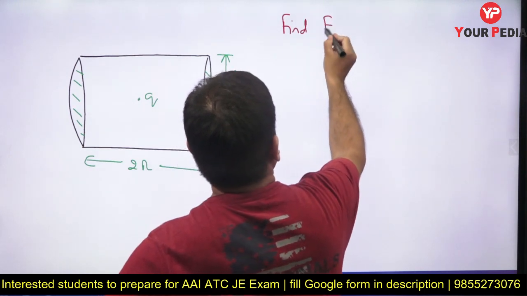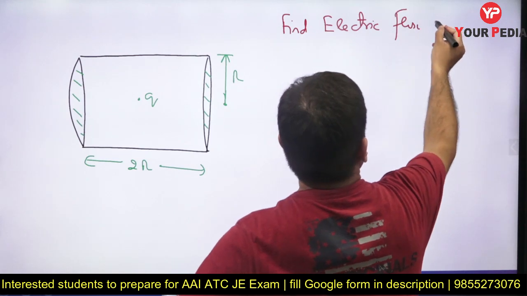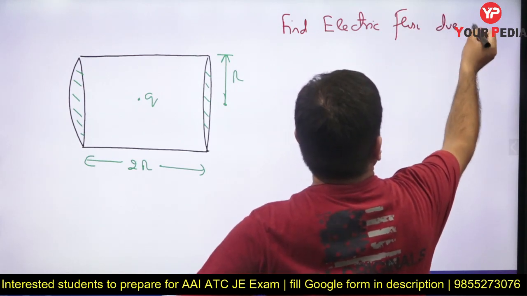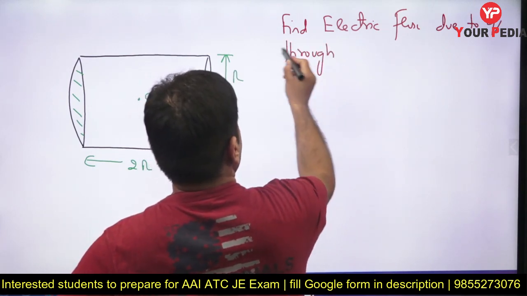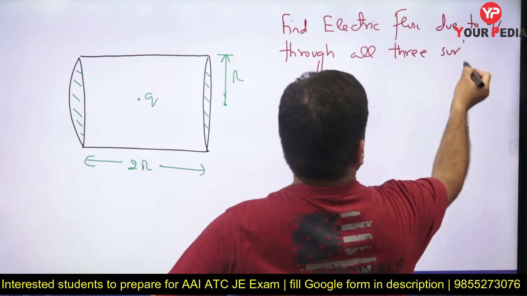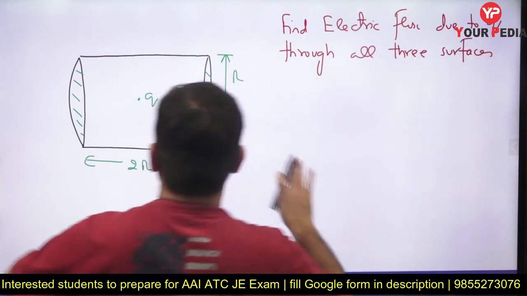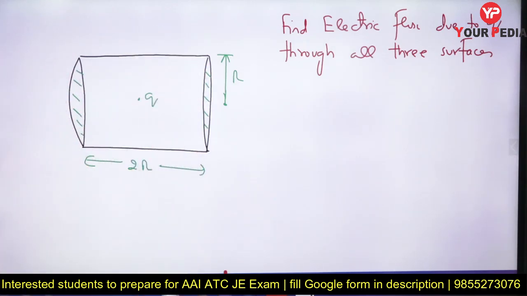Find electric flux due to Q through all these surfaces. What are the three surfaces of a cylinder? One is a cross section, another cross section, and the third is nothing but a curvilinear surface. This one, curved surface. So there are three surfaces, and we have to find the flux through these three.